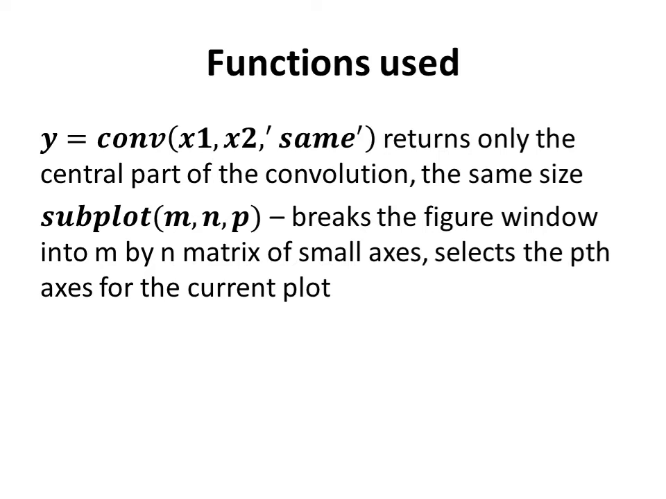As an example, let's say we are running subplot 311. What it does is first divide the figure window into a 3 by 1 matrix. That means 3 rows and a single column. So 311 means the p value is 1. That means it will select the first position as the figure for that relevant plot.